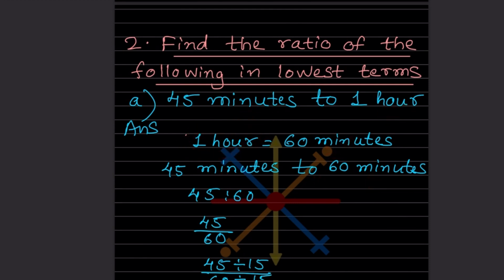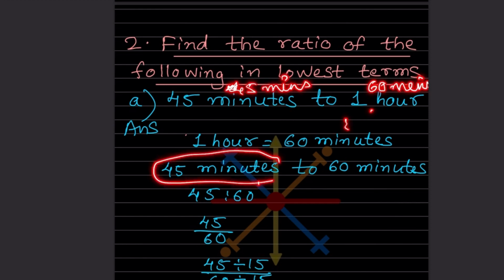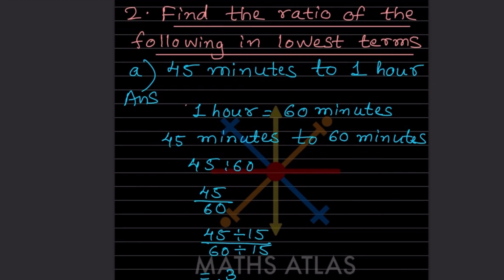So now look at here. First what are we going to do? Because we are going to compare it. So now this 1 hour is 60 minutes and this is 45 minutes. So what are you going to do here? This is already in minutes, 45 minutes. So only we have to write in the lowest terms, right? So now what are you going to write here? 45 minutes, and this 60 minutes you are going to write over here. And 'to' means you are going to put a colon over here.